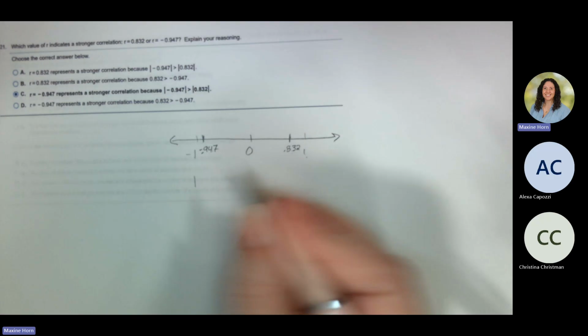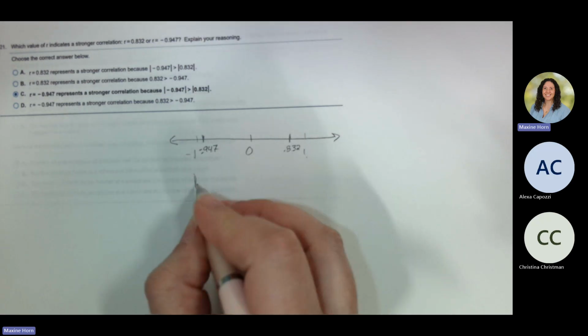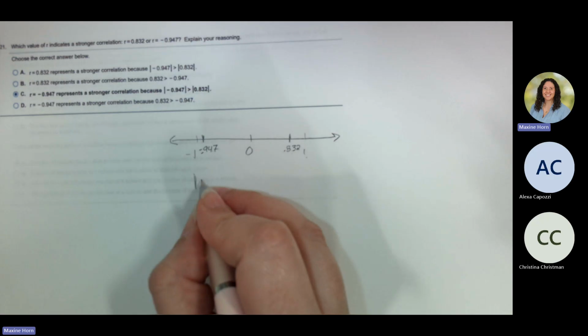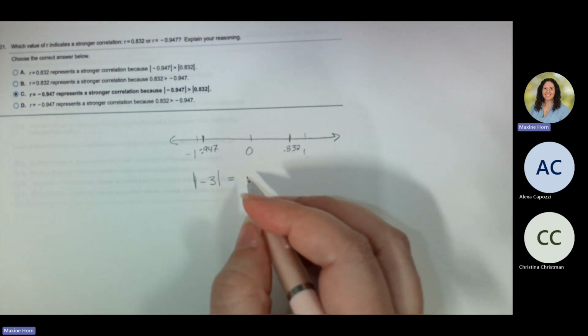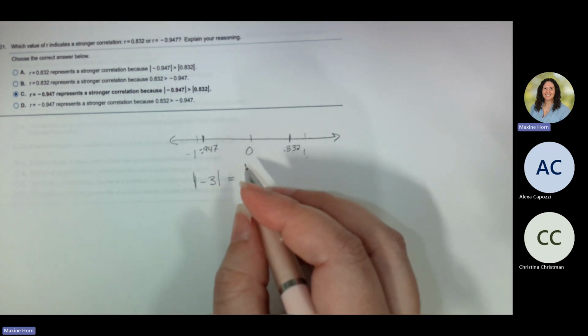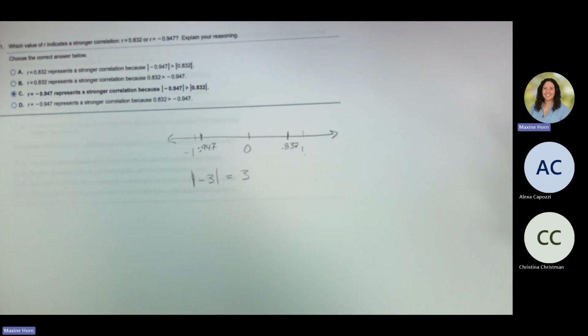So a fast and easy way to do it is to just compare their absolute values. Quick reminder of what an absolute value is. When you have the absolute value of a number, these are the symbols that we use for it. The absolute value gives you your distance, not your direction. So essentially, take whatever's inside here and make it positive.